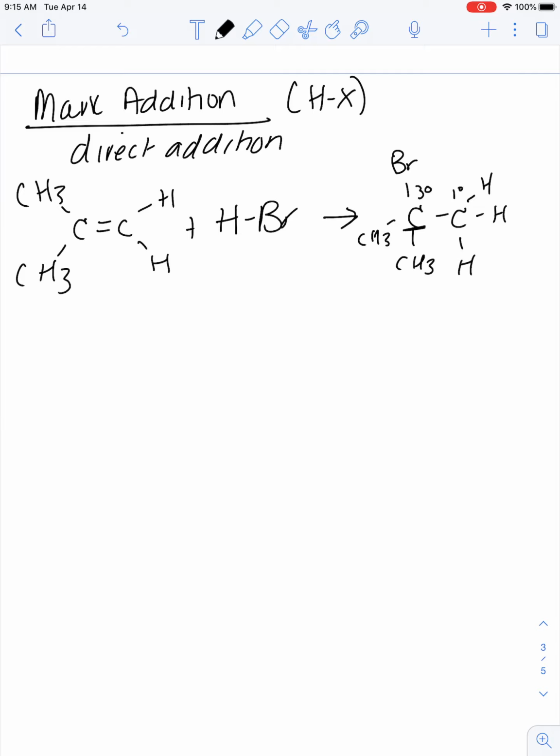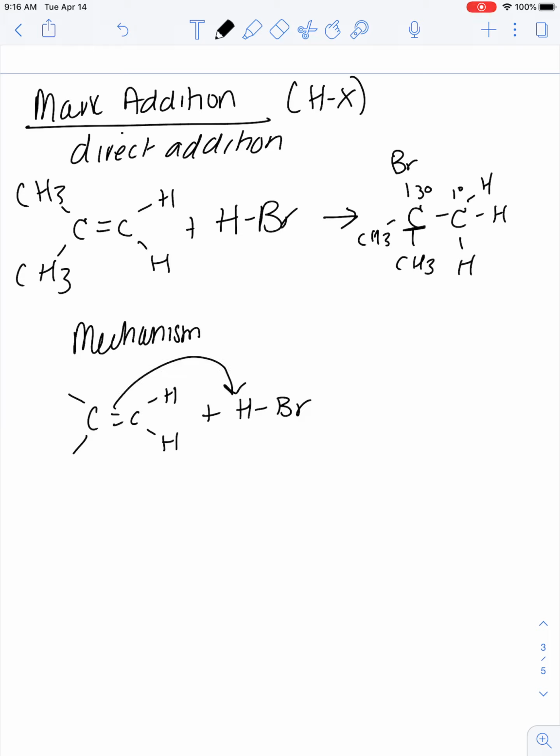So let's look at the actual mechanism for this, why this happens. Remember, you're going to be responsible for drawing maybe just the product, but you can also be responsible for writing out the mechanism for any of these reactions that we talk about in chapter 8. So when we look at the mechanism, we have our alkene plus our strong acid. What's going to happen is we're going to have protonation of our pi bond. We are going to be left with the formation of the carbocation, again, like an SN1 reaction.